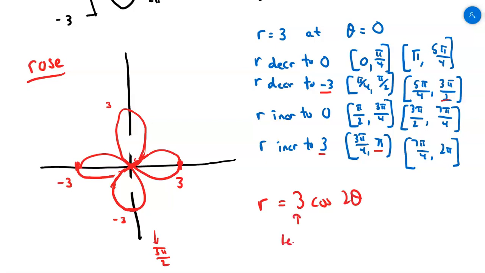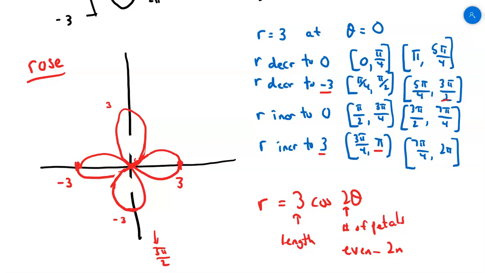That 3 will give you information about the length of the petal, and this thing over here will give you information about the number of petals. If it's even, it's going to be twice the number. So in this case, we had a 2 theta, so the number of petals is double 2, which is 4. If you had an odd number, it would be the same as that number. So if you had a cosine of 5 theta, you would end up with 5 petals on your rose.